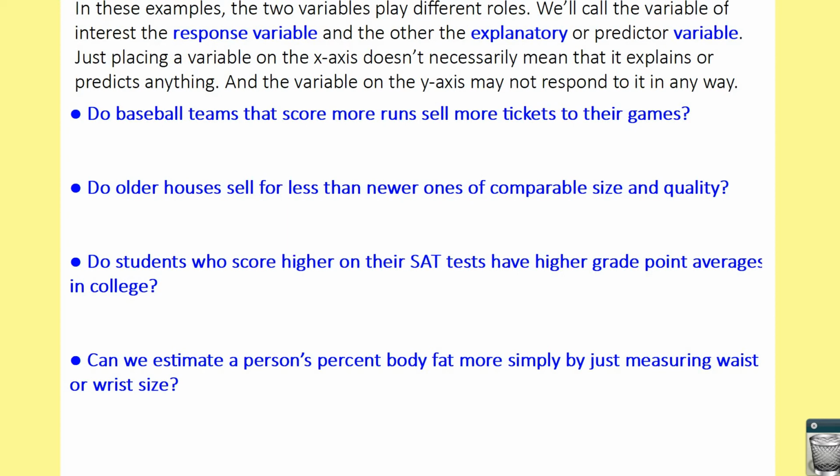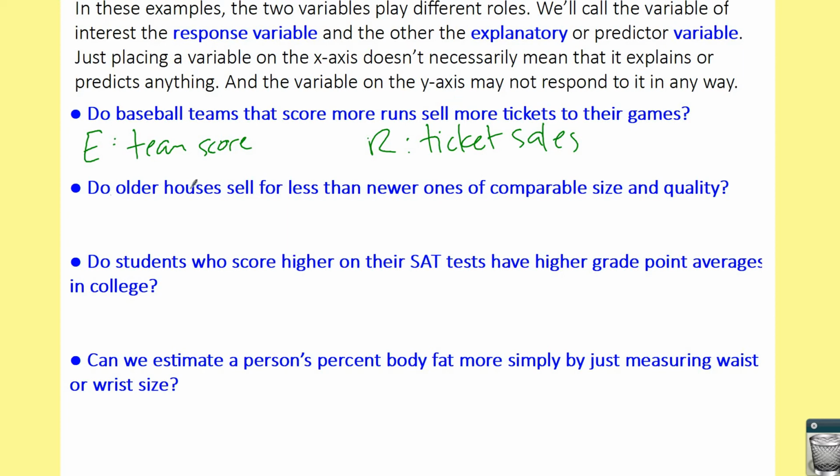So for this first one, I would say that the explanatory variable would be the total number of runs. Okay, so what the score is. So the team score. And then the response would be selling more tickets. Okay, well, I guess number of ticket sales. And this would be the team score of runs. So you want to explain more there.